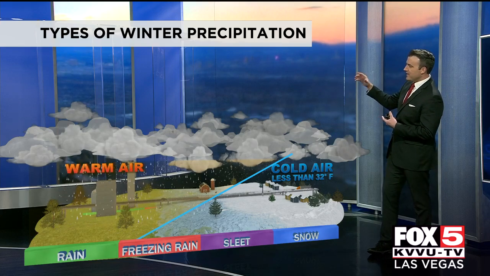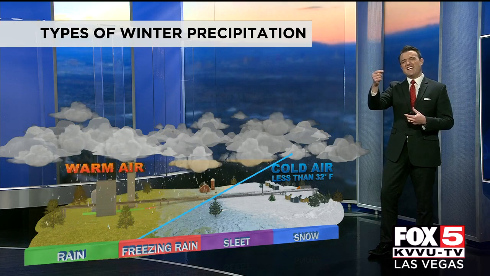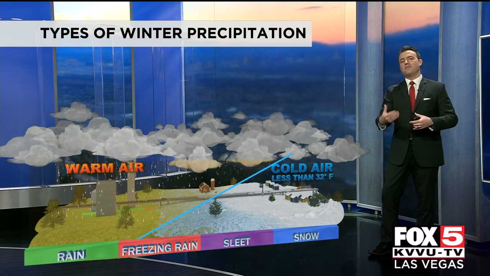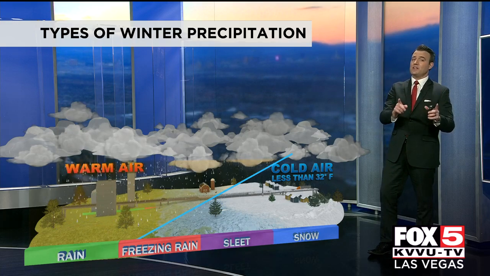Now, sleet happens when you have a layer of warmer air aloft. It melts the snowflake, so it's a raindrop, but then it refreezes before hitting the ground, so it falls as an ice pellet. But freezing rain, on the other hand, that's what really creates havoc.